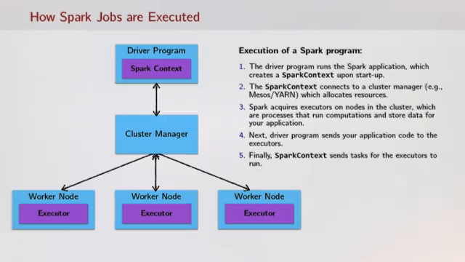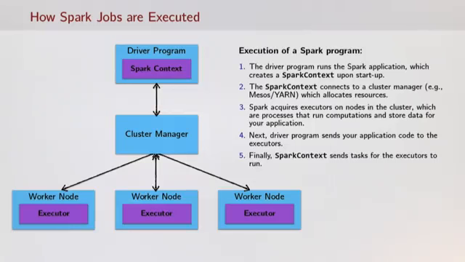Then the Spark context connects to a cluster manager. For example, like I said, the most popular are Mesos and Yarn, which then allocates all of the resources everywhere. After that, Spark acquires executors on nodes in the cluster. So now that you have a few nodes and this cluster manager running, you establish executors everywhere, and these executors are the processes that run computation and store data for your application.